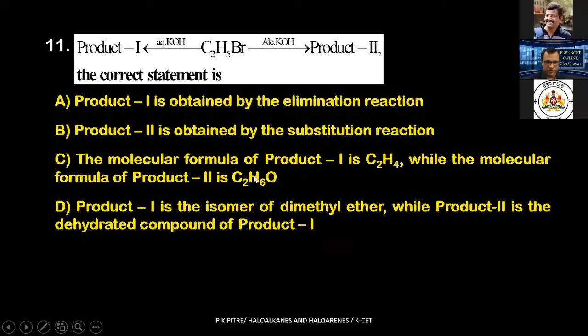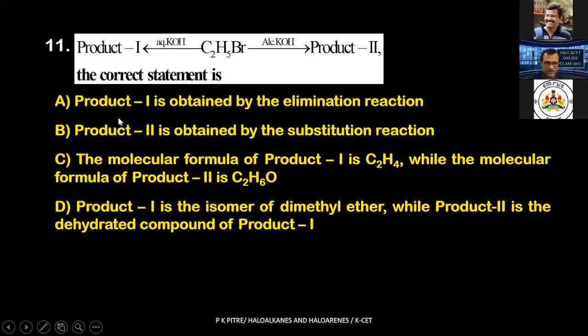The molecular formula of product 1 is C2H4, while the formula of product 2 is C2H6. The product 1 is the isomer of dimethyl ether, and product 2 is the dehydrated compound of product 1. So what are these options? Let us talk about it. You have to see all of these one by one.